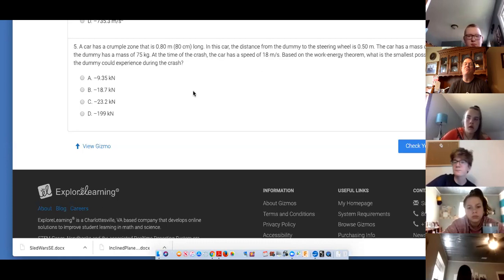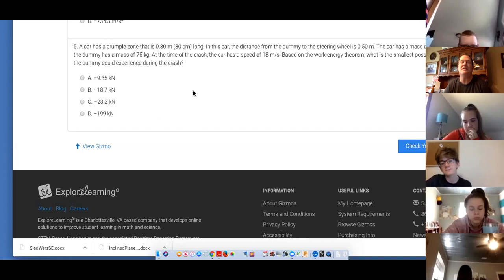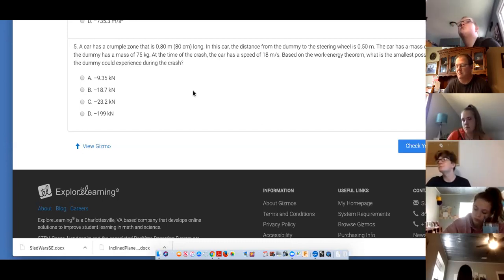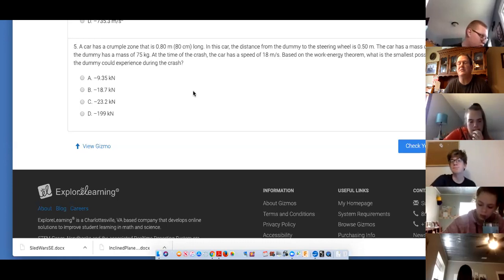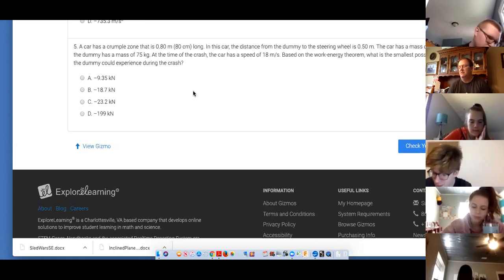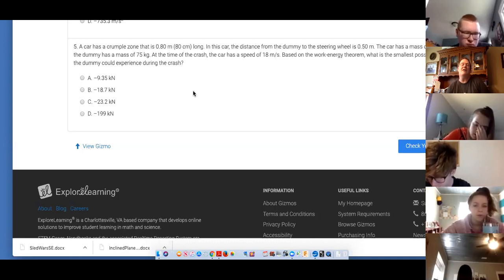That has to equal force times distance. Work equals force times distance. So force times distance has to equal kinetic energy. It's asking for the force. So force has to be 12,150 divided by that total distance we calculated. Remember that total distance? The 0.8 plus the 0.5. 1.3. Okay, so take that 12,150 and divide it by 1.3.